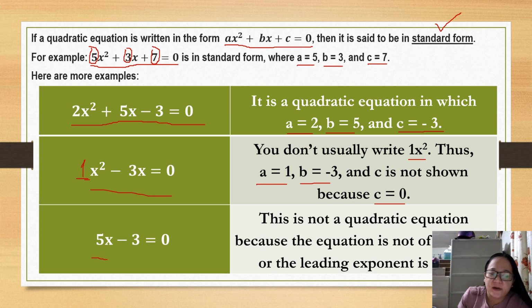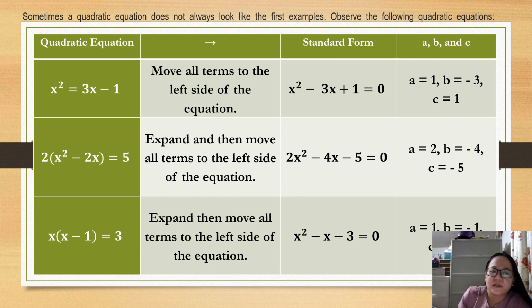Next, we have 5x minus 3 is equal to 0. Now, this is not a quadratic equation. Why? Because the equation is not of degree 2, or the leading exponent on x is not 2. So, this is not a quadratic equation. Sometimes, a quadratic equation does not always look like the first example.